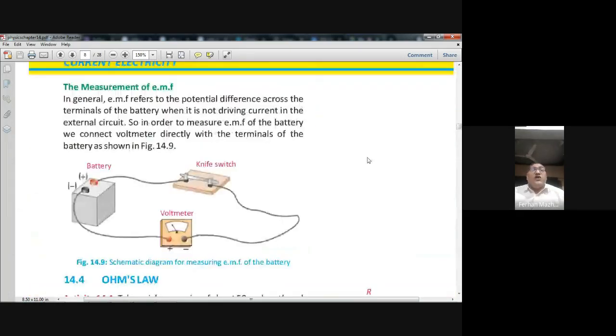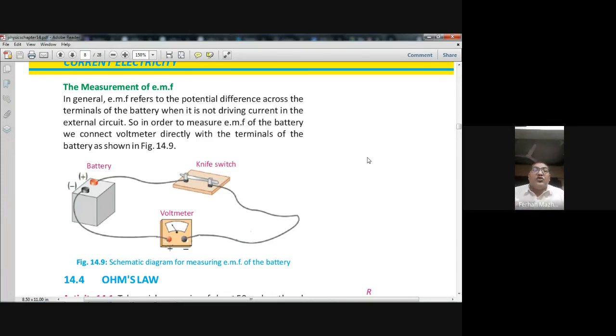Here, if you want to measure the EMF of a battery, EMF of the battery means the potential difference between the terminals of the battery. You can see in the diagram that we have a battery, and that battery is connected with a voltmeter. This voltmeter will measure the potential difference across the terminals of the battery. So this is how you will measure. If you directly connect a voltmeter with the battery, it will tell you the potential difference between the terminals of the battery.